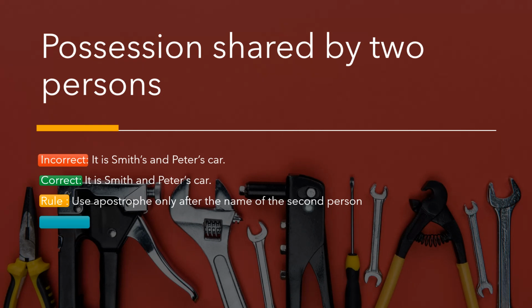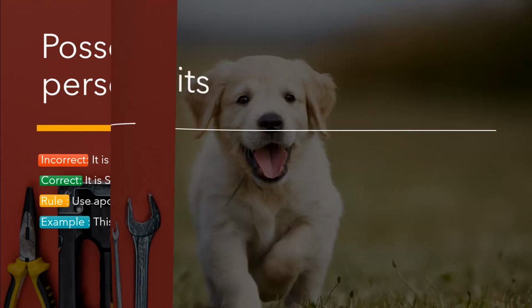Use apostrophe only after the name of the second person. This is Mark and Smith's house.